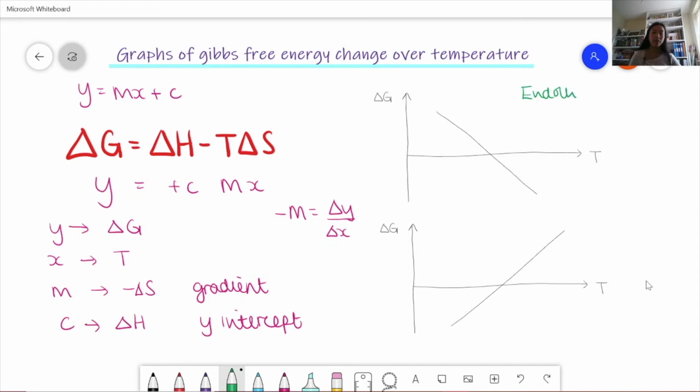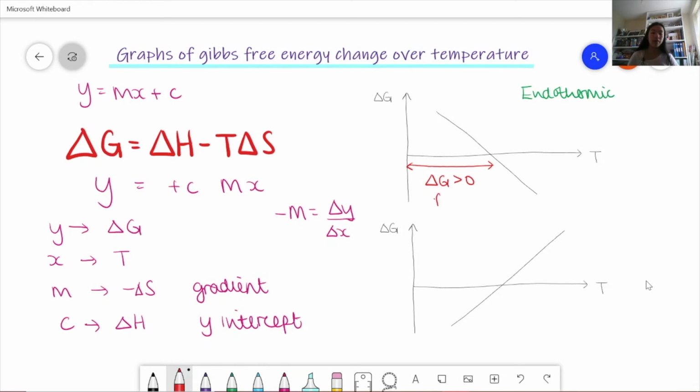If we look at the graphs on the right, the first graph is an endothermic graph. This is where the delta H is positive and the delta S is also positive, because we see that the gradient of the line is negative, but that equals the negative of the delta S, so the delta S must be positive. On the graph, from this point to this point, the reaction is not feasible. This is because delta G is bigger than 0.